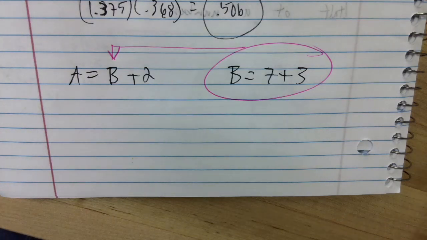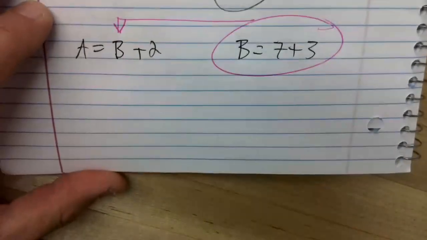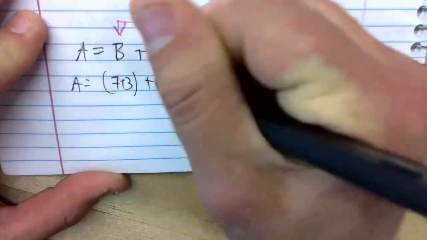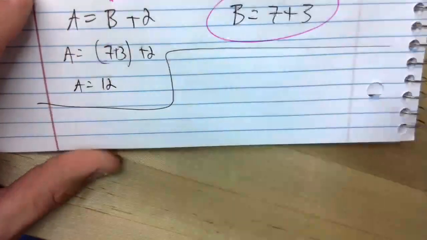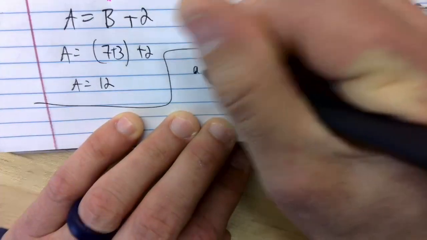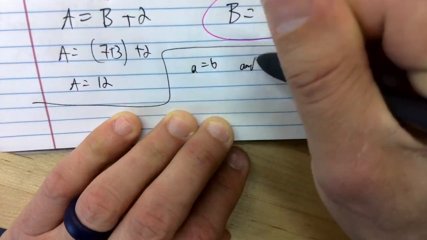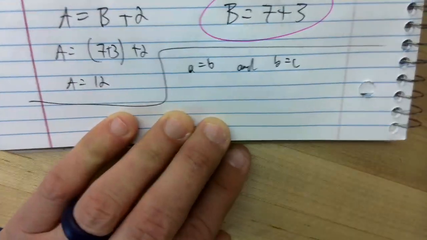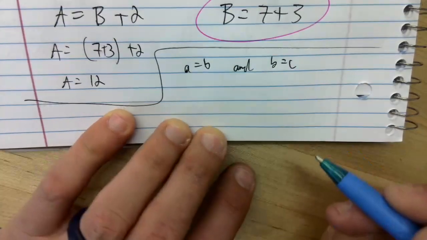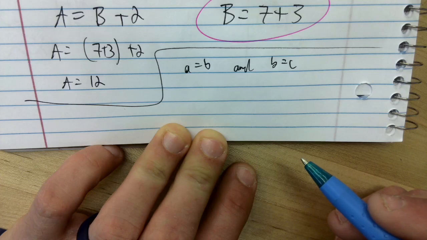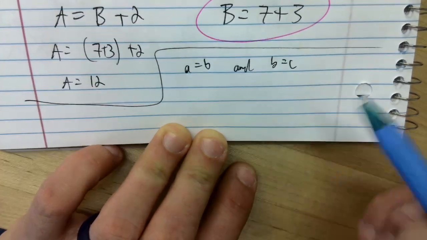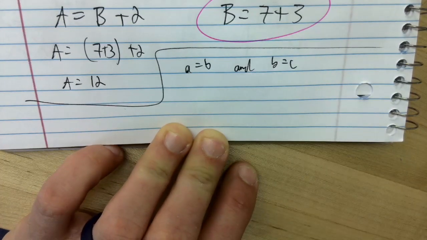This is kind of like the transitive property, okay? Well, let me give you another example. All we would do here is say, well, A is equal to 7 plus 3 plus 2, right? Or A would be 12, like that. A more general representation would be if A equals B and B equals C, what is true that is not stated yet? What must be true if A equals B and B equals C?